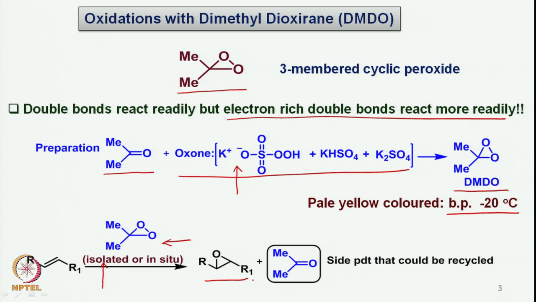So basically olefins react with this DMDO to form the corresponding epoxide. Now the side product, once one oxygen of the DMDO is transferred to the olefin, is nothing but acetone. So it is a very useful way of regenerating the starting ketone. That means your starting ketone is acetone that reacts with oxone, forms DMDO, and if that DMDO reacts with the olefin, you get the corresponding epoxide and acetone back. It means that we can start with a small amount of acetone and a large amount of oxone, and as soon as the reaction of olefin occurs with the DMDO, acetone is back, and that acetone again reacts with the oxone to form DMDO, and then the reaction continues.